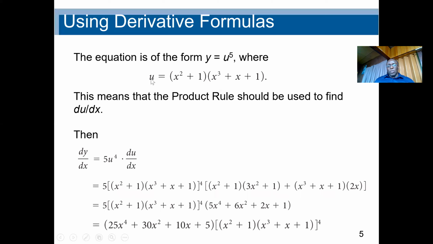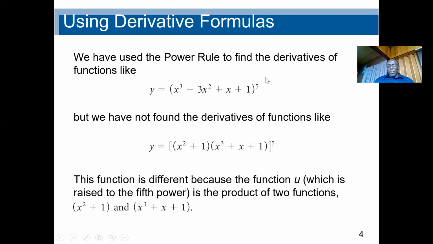Here we say that we have the equation, and we represent u equal to x squared plus 1 times x cubed plus x plus 1. That is the second example. Let's go back. Here also, if I solve this, I will use the chain rule and say all the two terms here are u. So it will be 5 times u to the power 4, which is 5 minus 1, 4, then times the derivative of u. So I have to use the product rule to find the derivative of this.